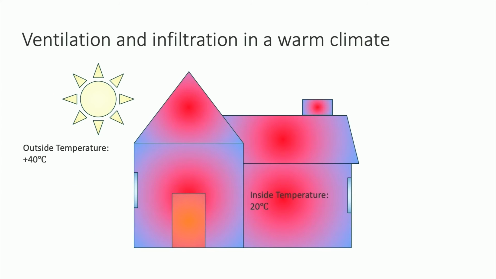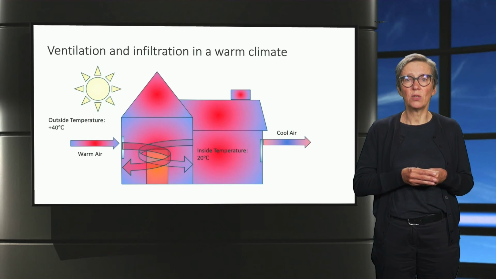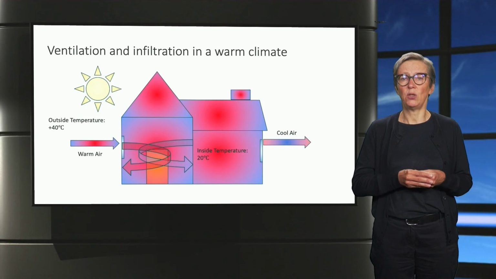In hot climates, again the opposite is true. Hot outside air will enter the building and warms the indoor air. Cool air from the inside will leave the building. How much heat you gain or lose due to ventilation and infiltration is not only dependent upon the temperature difference between the inside and outside, but also on the size of these airflows.